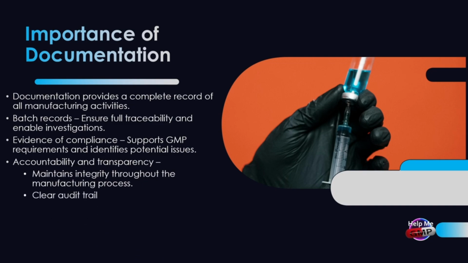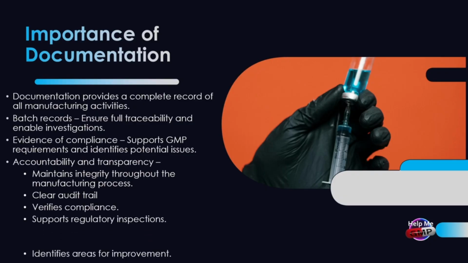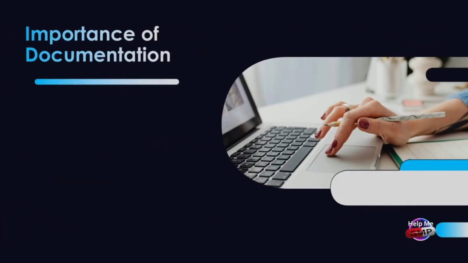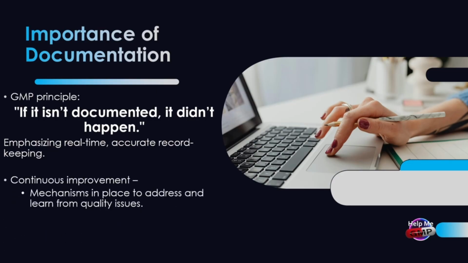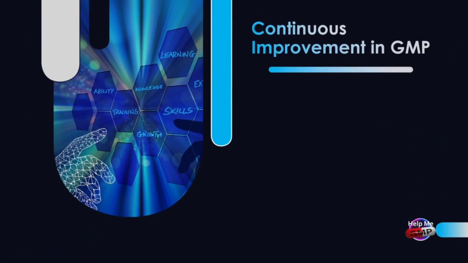It provides a clear audit trail that can be used to verify compliance, support regulatory inspections, and identify areas for continuous improvement. GMP emphasizes the principle of, if it isn't documented, it didn't happen, highlighting the importance of accurate real-time record keeping. Make no mistake, no manufacturing system is perfect, and GMP ensures that mechanisms are in place to address and learn from quality issues.